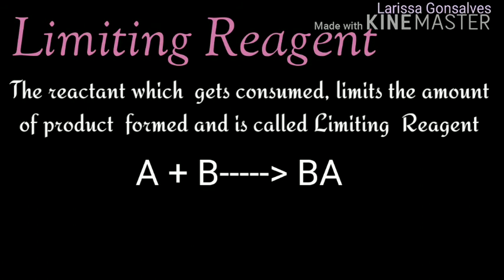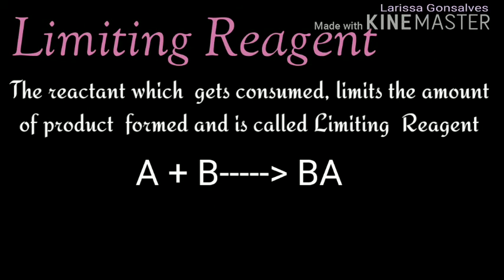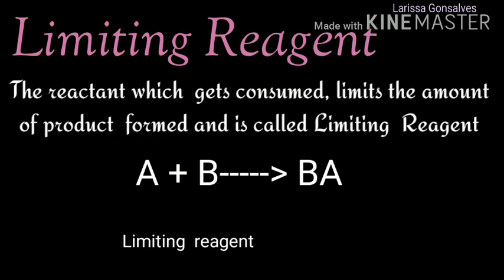But out of these two reactants, if any of the reactants finishes off first or is utilized first, then of course the reaction is going to stop there. If one reactant is over, then how will the product form? So limiting reagent is that reactant which gets finished off or gets utilized first and the other reactant remains, because of which the progress of the reaction is stopped.